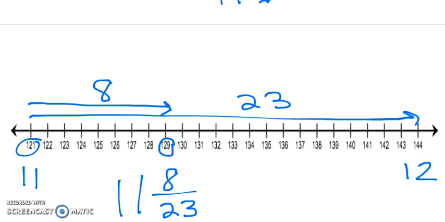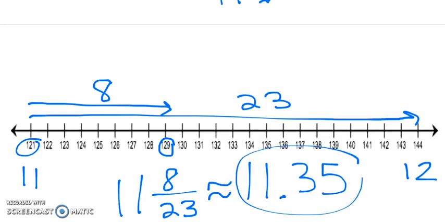Now we're going to estimate what the decimal form would be. I can divide 8 by 23, round to the nearest hundredth, and I get my estimated square root of 129 would be 11 and 35 hundredths. I hope this helped you learn how to estimate square roots.